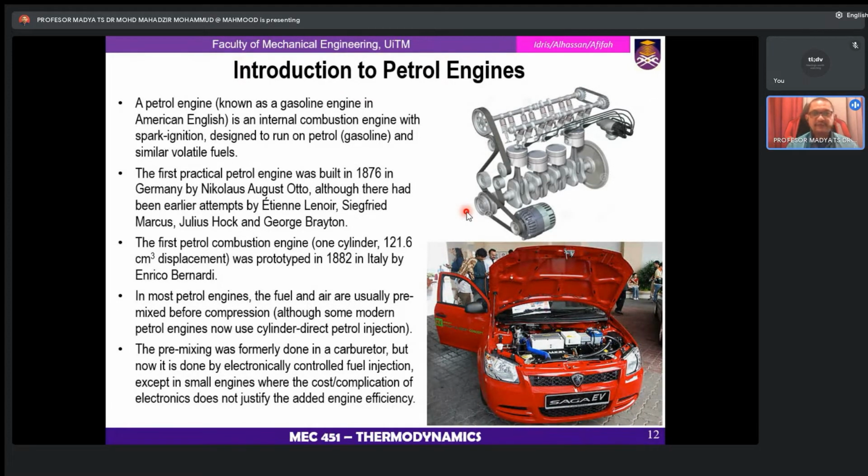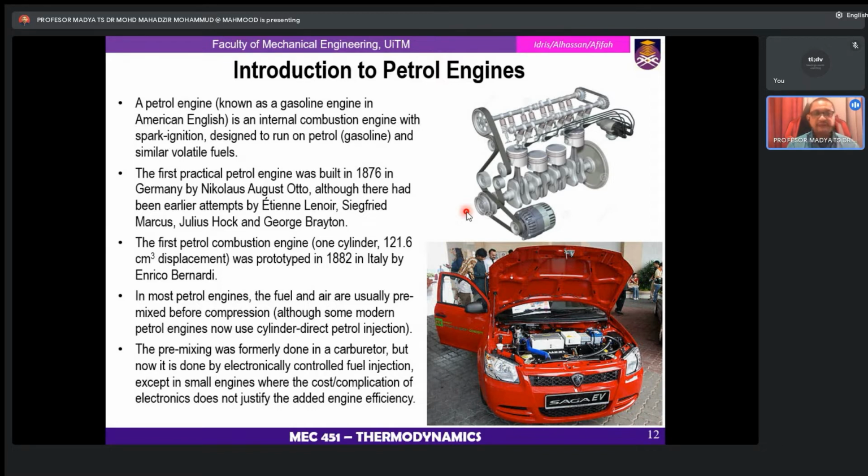The first petrol combustion engine, which was one cylinder with 121.6 cubic centimeter displacement, was prototyped in 1882 in Italy by Enrico Benelli. This is just the introduction or history of how the petrol engine was built, and from what years the first petrol combustion engines were built.